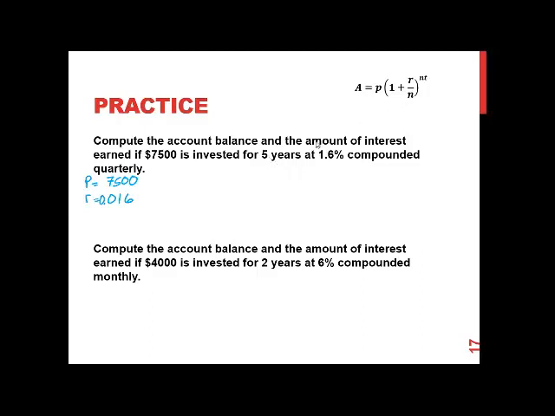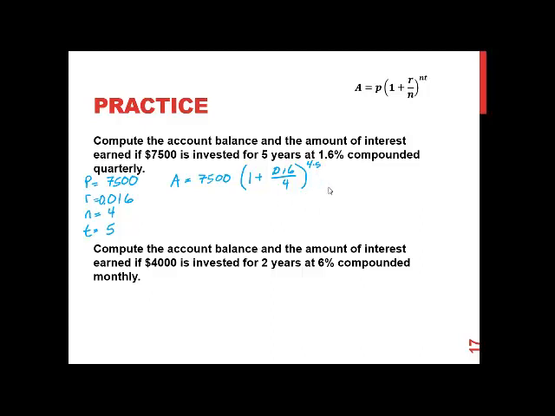And let's see, N, how many times a year is this done? Quarterly means 4 times a year, so N would be 4. And T is our time, and they tell us it's 5 years. So we get the formula. The amount accrued, or the ending balance, is going to be 7,500 times the quantity, 1 plus 0.016 divided by 4, all raised to the 4 times 5.